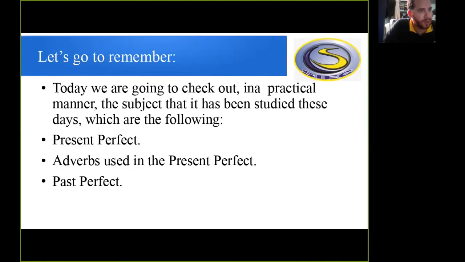The subjects that we are going to review, in fact, are three: present perfect, adverbs used in the present perfect, and past perfect. You have three very important subjects to understand. I think that you have already learned these subjects, all right? I hope so. So let's go. You are going to check out the subject on the whiteboard. Let's go.